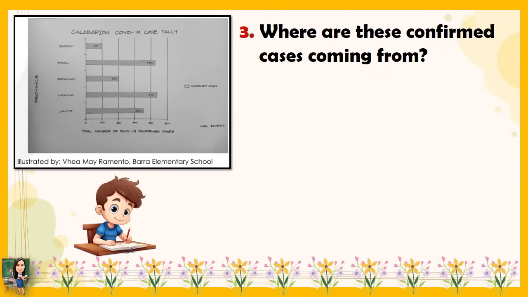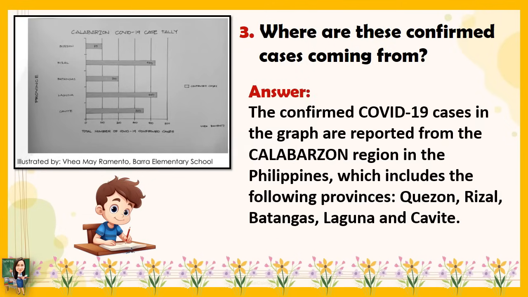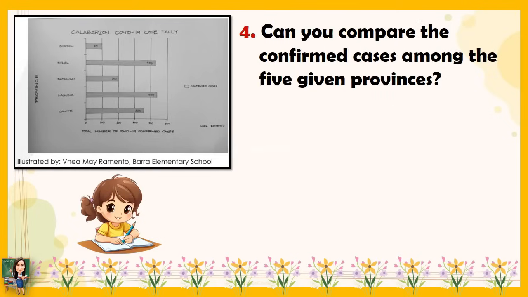Where are these confirmed cases coming from? Here is my example answer. The confirmed COVID-19 cases in the graph are reported from the Calabarzon region in the Philippines, which includes the following provinces: Quezon, Rizal, Batangas, Laguna, and Cavite. Fourth question. Can you compare the confirmed cases among the 5 given provinces? And here is my example answer.